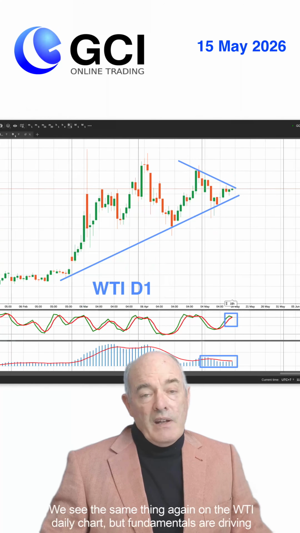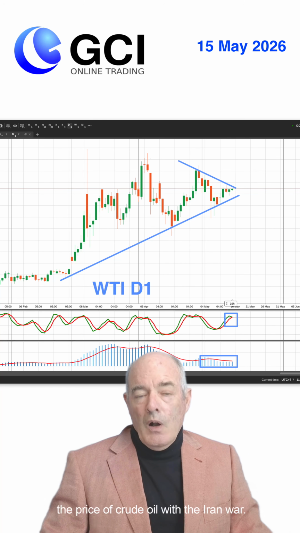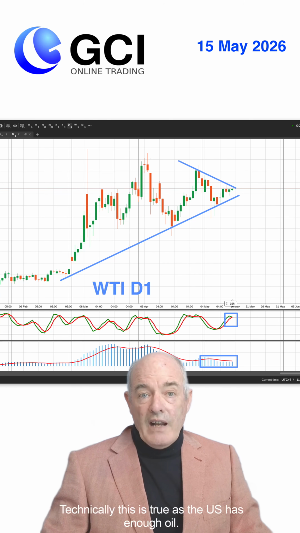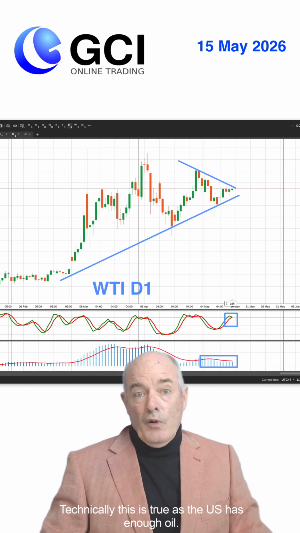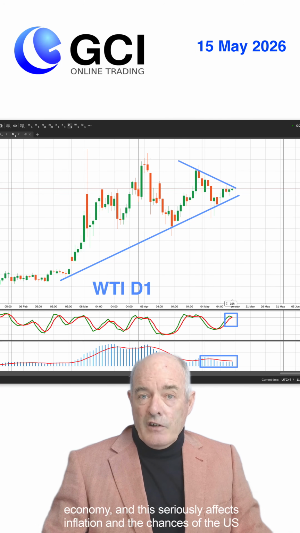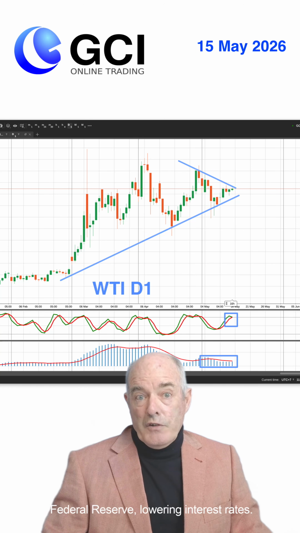We see the same thing again on the WTI daily chart, but fundamentals are driving the price of crude oil with the Iran war. Yesterday, Donald Trump said that the US doesn't need to open the Strait of Hormuz. Technically, this is true, as the US has enough oil. However, the price is at $102 per barrel, which is seriously hurting the US economy, and this seriously affects inflation and the chances of the US Federal Reserve lowering interest rates.